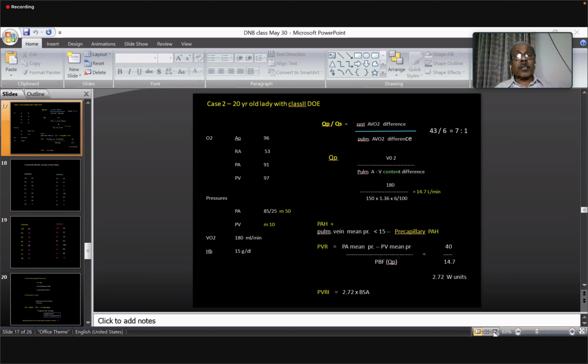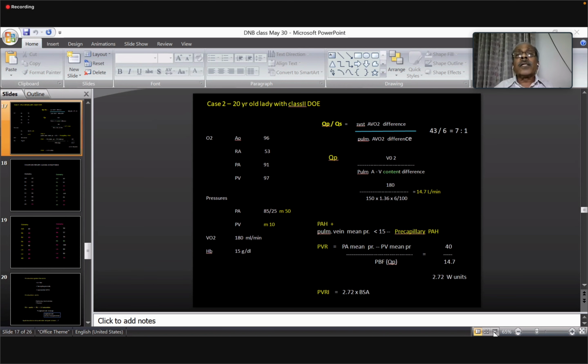The pressures, I have taken only for calculations. Pressures: PA 85 by 25, mean of 50, pulmonary vein mean of 10, oxygen consumption 18 and hemoglobin 18. Now how will you calculate the QP by QS? You can calculate the flows and ratios because the oxygen consumption is a constant.